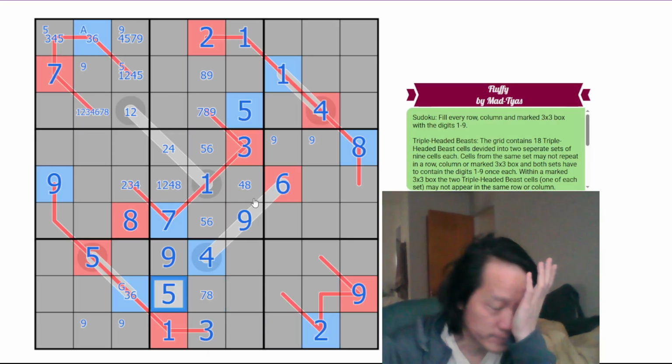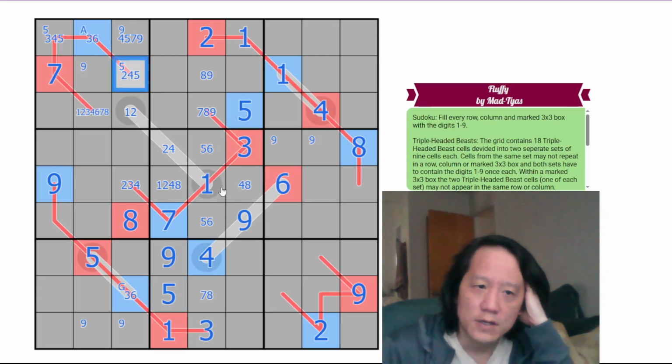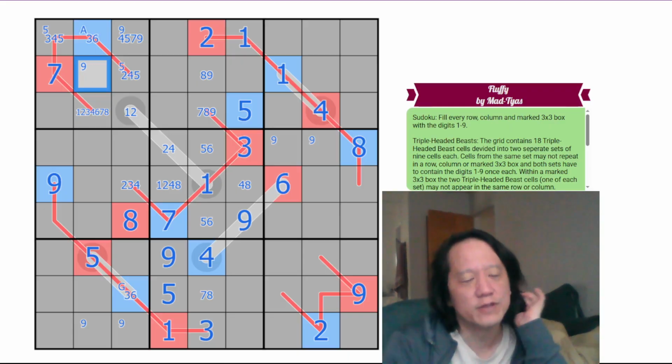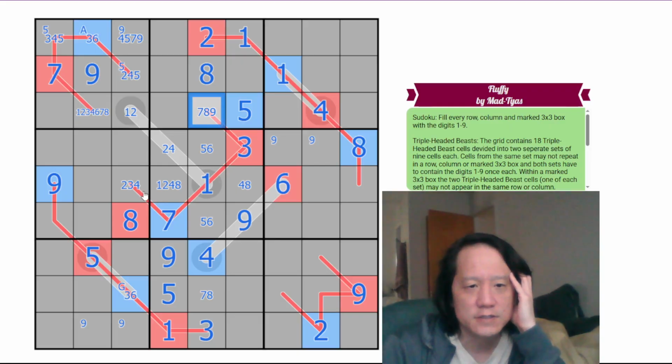Okay. So 1 couldn't be here. This could be 14 still. Oh, so this is a contradiction when this is 9, period. So if this is 9, this is 8. I think. This can't be 1.